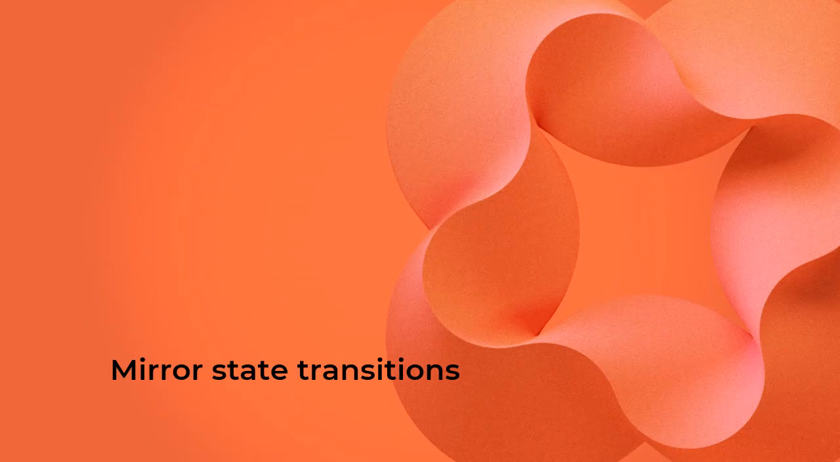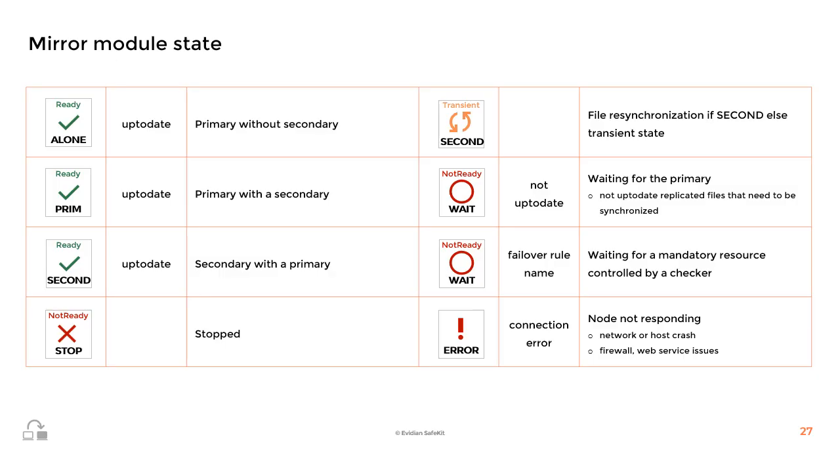Let's now examine the different mirror state transitions. Here are the main states of a mirror module. When the state is alone and the color is green on a node, it means a primary server without a secondary. The failover is not possible in this state. When the state is prim and the color is green, it indicates a primary server with a secondary. The failover is possible in this state.